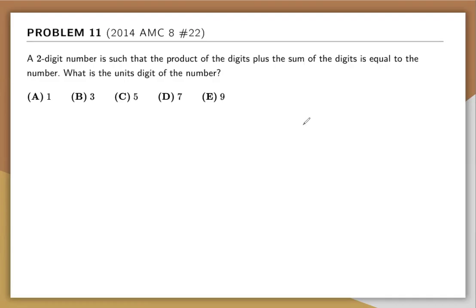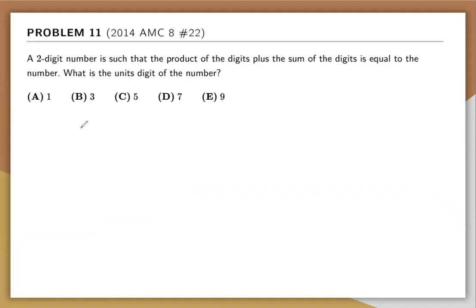A two-digit number is such that the product of the digits plus the sum of its digits is equal to the number itself. What is the unit digit of this number? If you have no idea, you can just explore. Take one of these numbers as your unit digit and guess a tens digit of your choice, and see which one satisfies the given condition, and you can get the answer anyway. Sometimes choices are available to use, but for now, let's not use that.